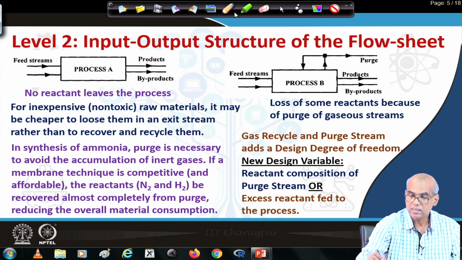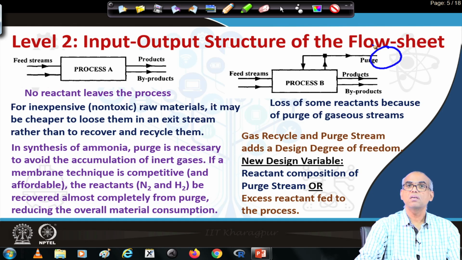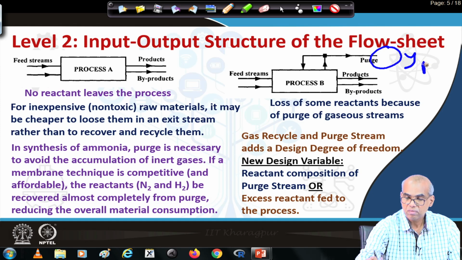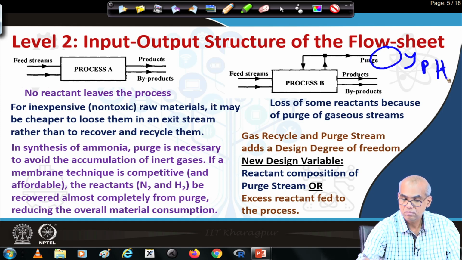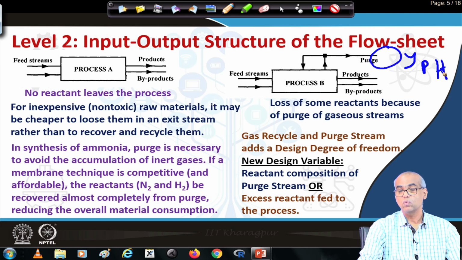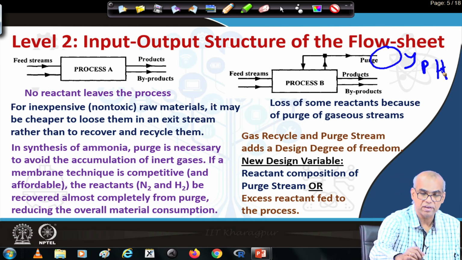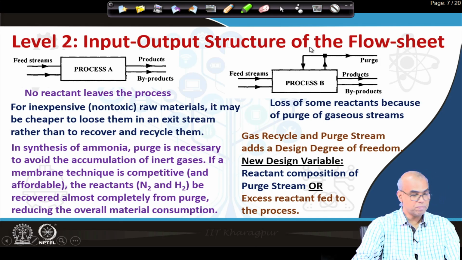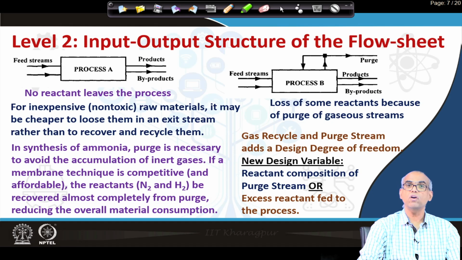So, in case of say the HDA process, the composition of hydrogen in this purge stream or the excess amount of hydrogen that is fed to the process will be considered as a new design variable. So, the presence of gas recycle and purge stream adds a design degree of freedom.